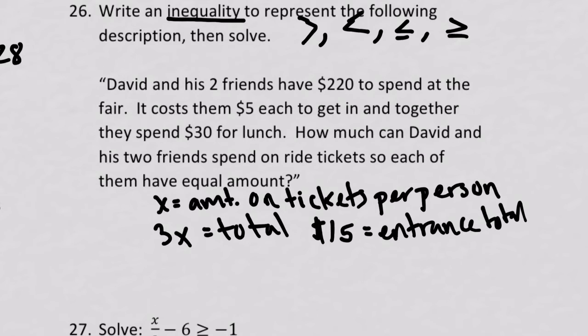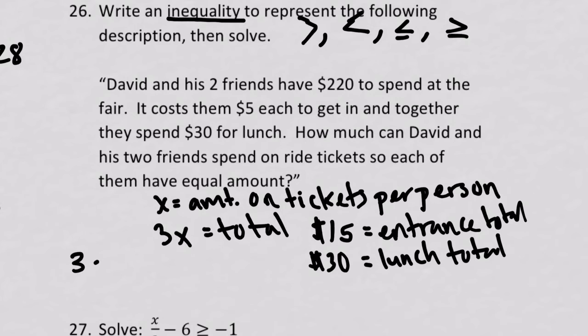And together, all together, they spend $30 for lunch. So $30 for lunch altogether. We put all that information together, and we can put this stuff together. So what are they spending money on? They're spending money on the tickets, 3x. They're spending money on the entrance, which we already know is $15 total. It's not 15x, it's just 15. They're spending money on the lunch, $30 total.